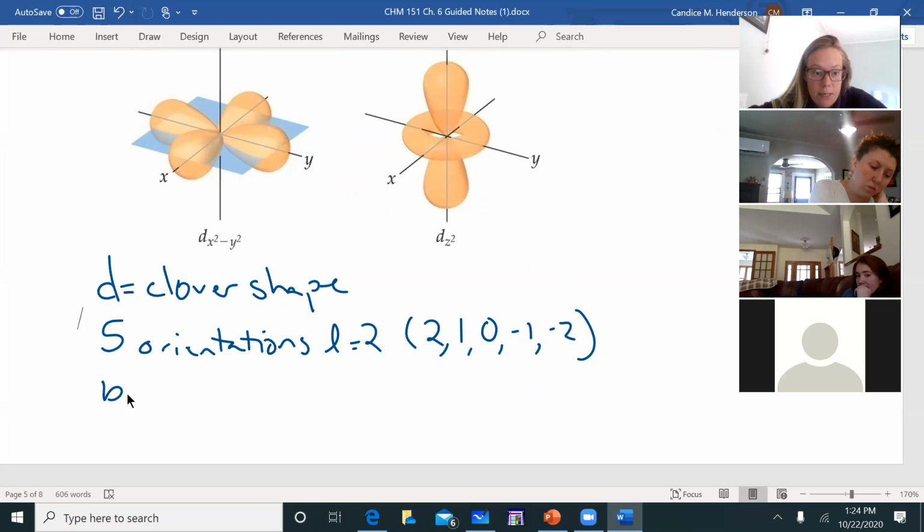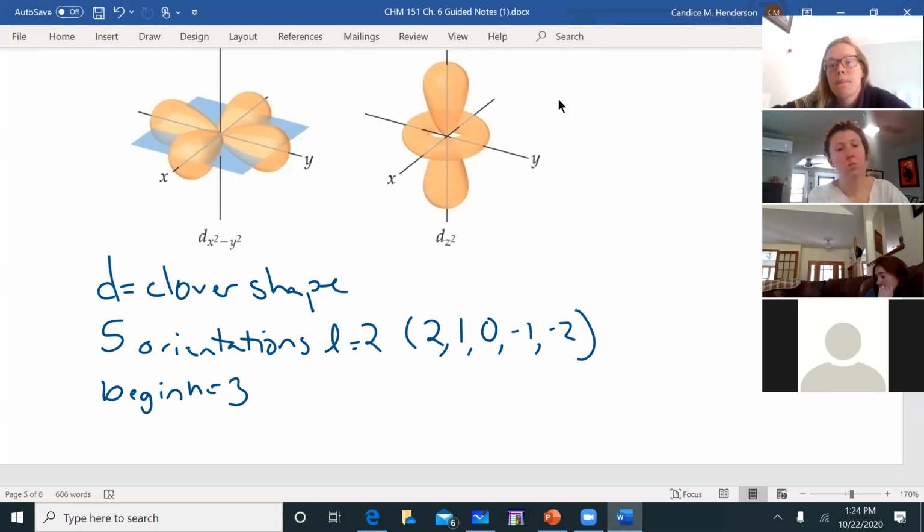Where does it begin? It begins on the 3rd floor, n equals 3. So there is no 5 orientation d orbital on the 2nd floor. We only get it on the 3rd floor. So let's do a possible example for one of these. The lowest n that this can be is a 3. So I have to have a 3.